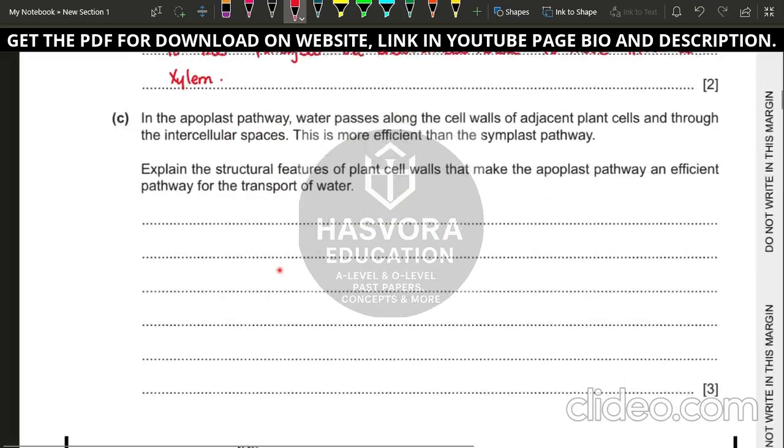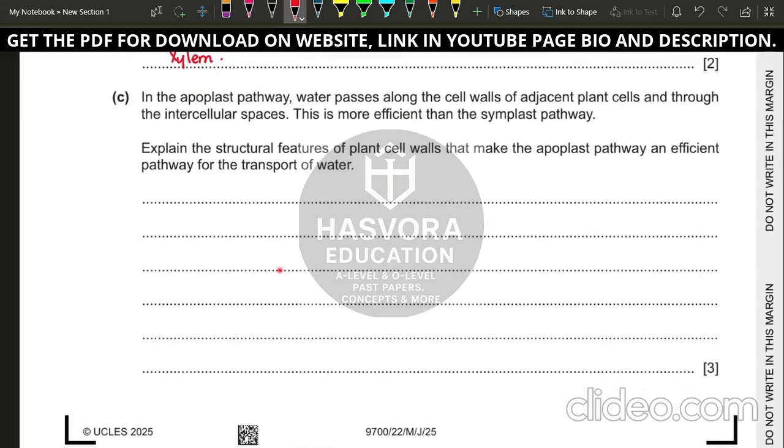So in the apoplast pathway, water passes along the cell walls of the adjacent plant cells and through the intercellular spaces. This is more efficient than the symplast pathway. So explain the structural features of plant cell walls. So we have to list the features of the plant cell walls that make the apoplast pathway an efficient pathway for the transport of water. So actually we have to state how it accommodates, or you can say how it supplements the water in moving through the apoplast pathway, how the features of the plant cell walls supplement it.